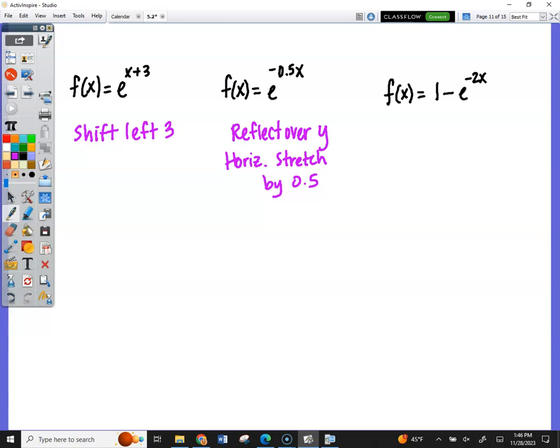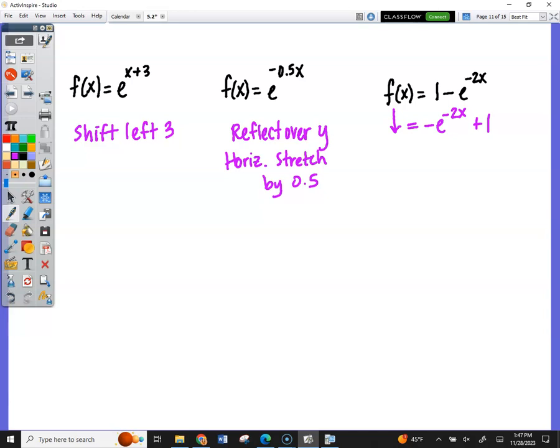Alright, so this is a horizontal stretch by 0.5. So it's going to be stretched out. You won't see that nice elbow curve as well. It's going to be less defined. There's still a curve there though. This is another one of those, be careful. They've written it in a different order on purpose to try to trick you. There's a lot going on here.